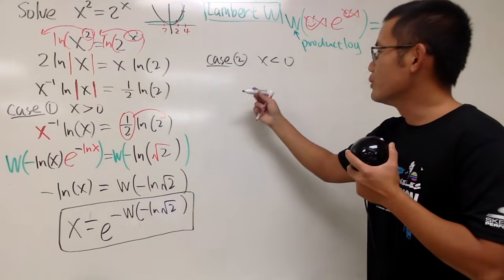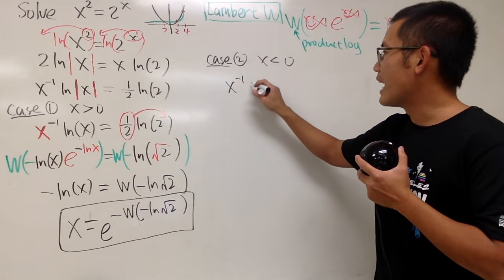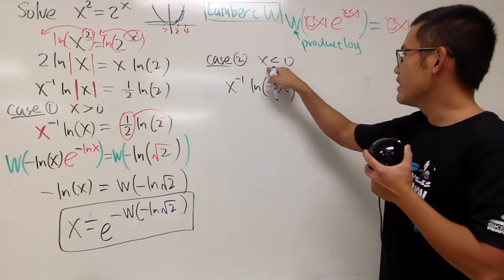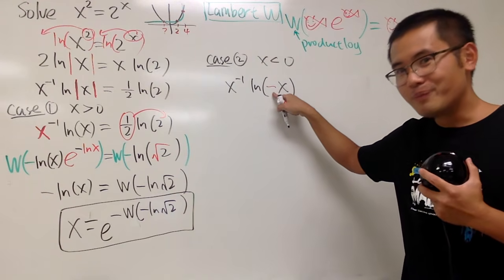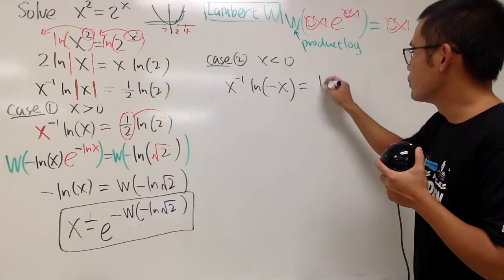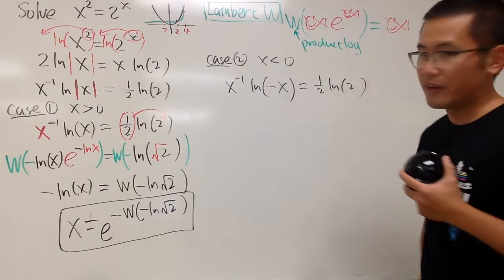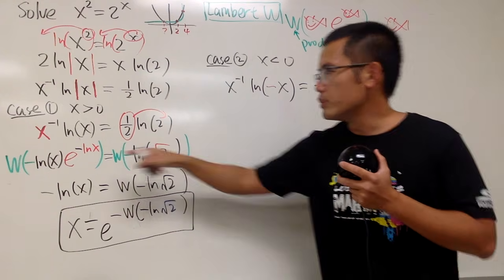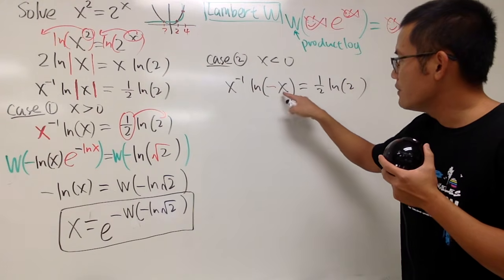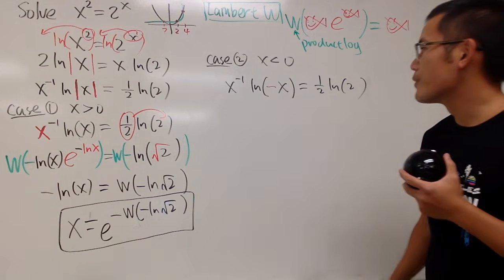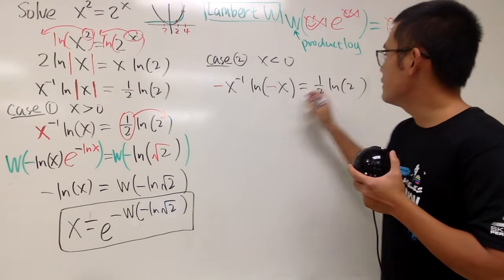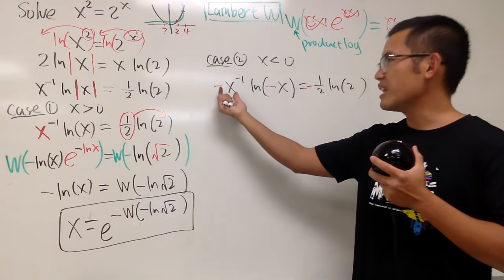So this equation is going to look like x to the negative 1 times ln of negative x, like this. Again, if x is less than 0, negative x will make this positive, so that's good. And then this is still equal to 1/2 ln of 2. Very good. But this time, before we do this kind of thing, we have to be really careful because we have ln of negative x right here. Well, what we want to do is, we can actually multiply both sides by negative like this. So I've matched the negative x.